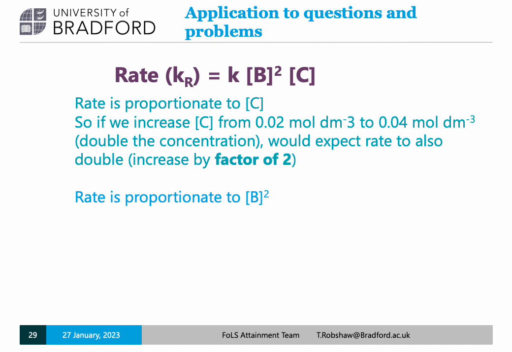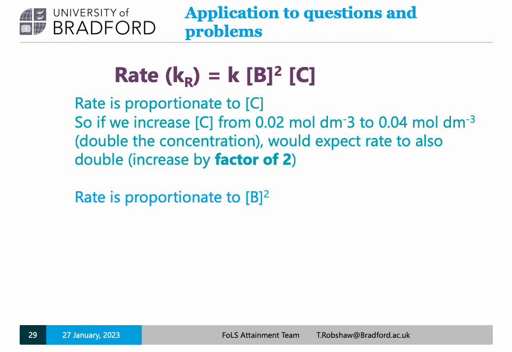Now, you can get a calculator out at this time and prove this to yourself mathematically. Whatever numbers you put in for k and whatever numbers you put in for the concentration of B, as long as you keep them constant across the 2 experiments, the observed rate is going to double, increase by a factor of 2.